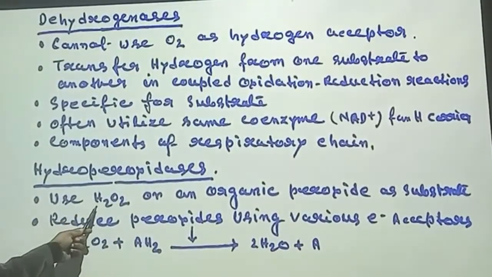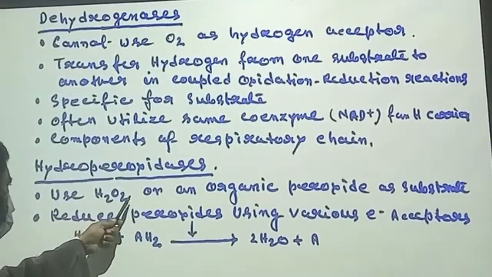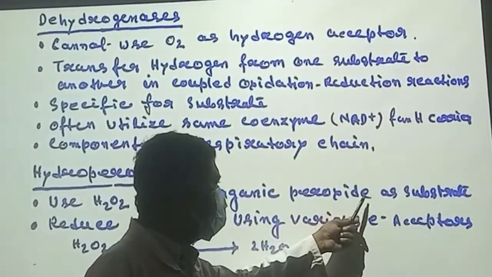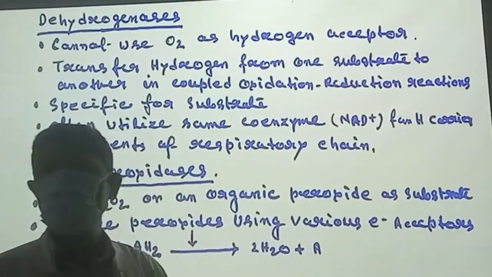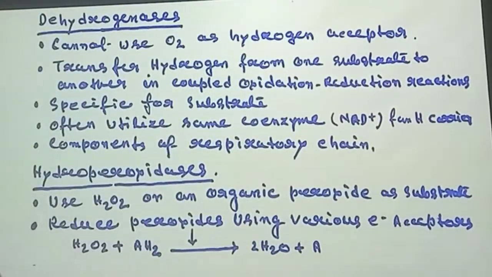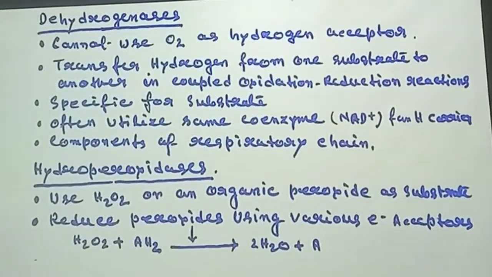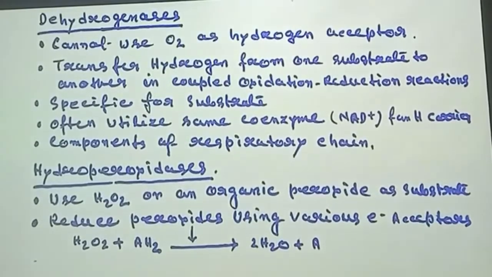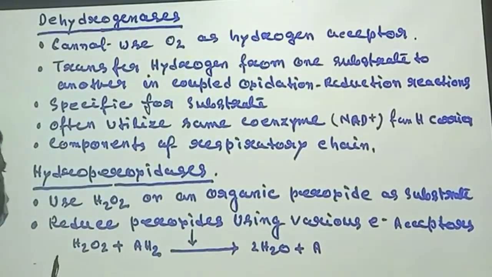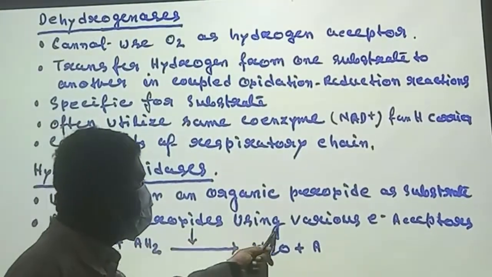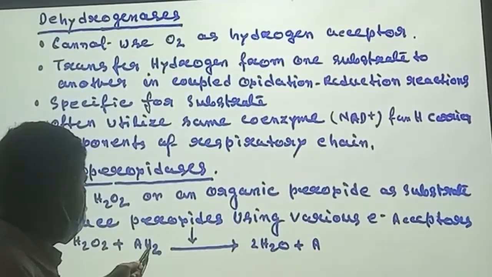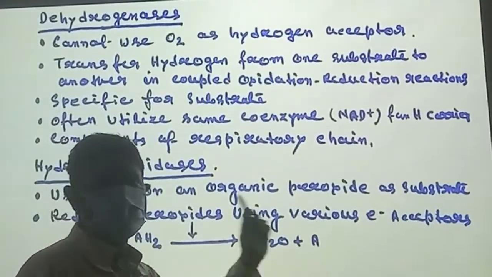They use H2O2 or an organic peroxide as substrate. Lipid peroxidases, and catalase, that is also a peroxidase. So they utilize and remove the H2O2 or hydroperoxide or other peroxide and reduce peroxides using various electron acceptors, like H2O2 plus AH2 converted to 2H2O plus A.